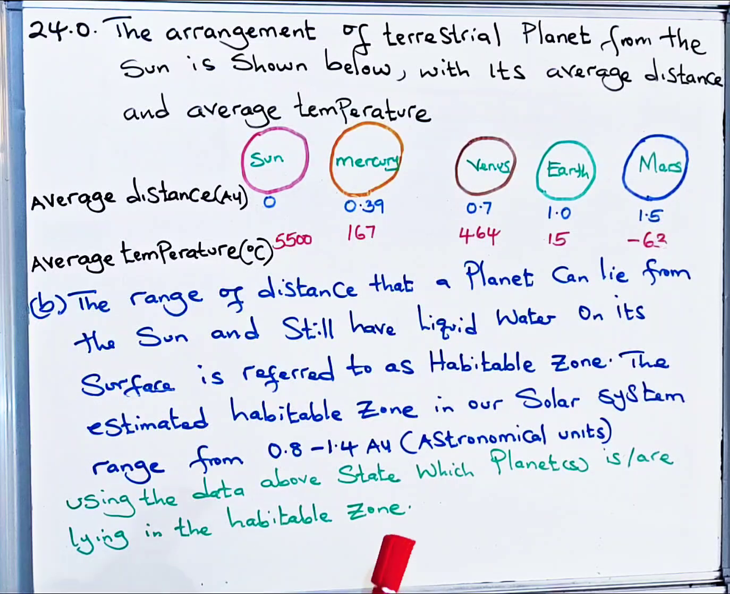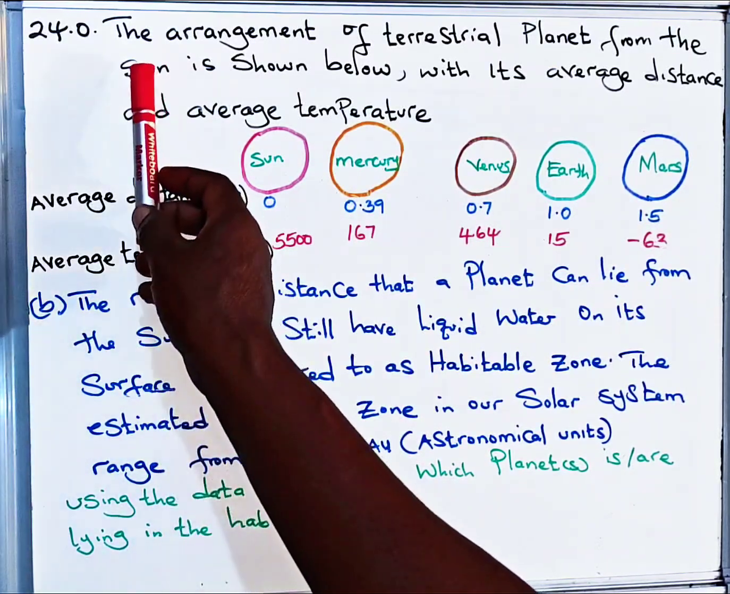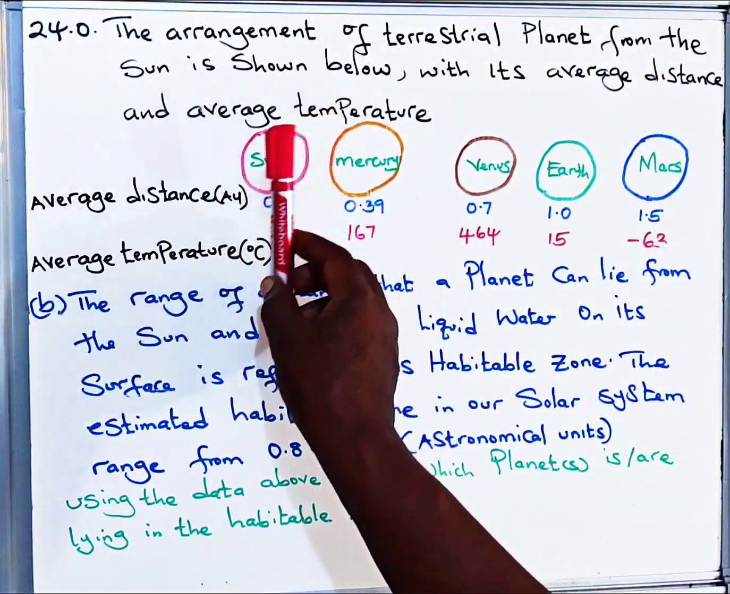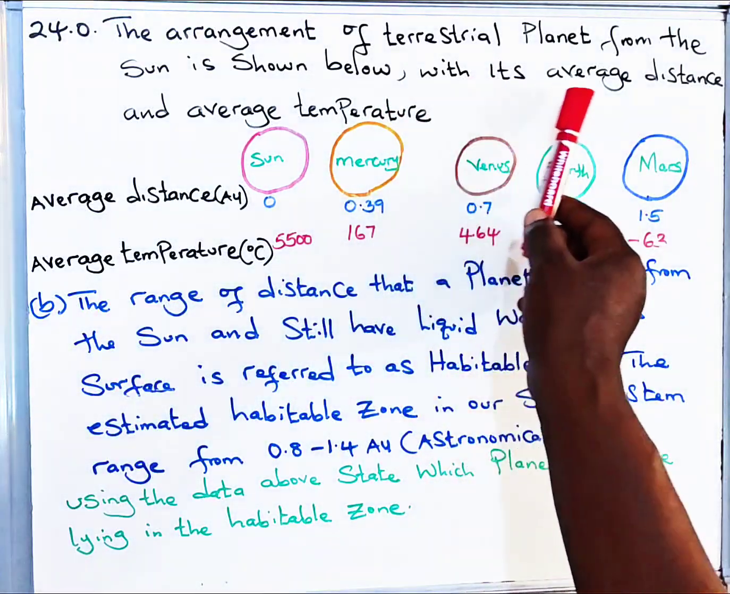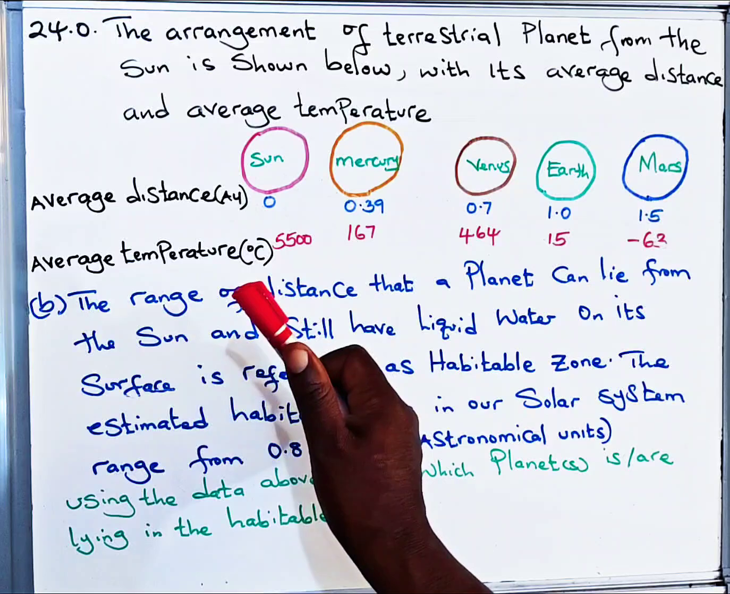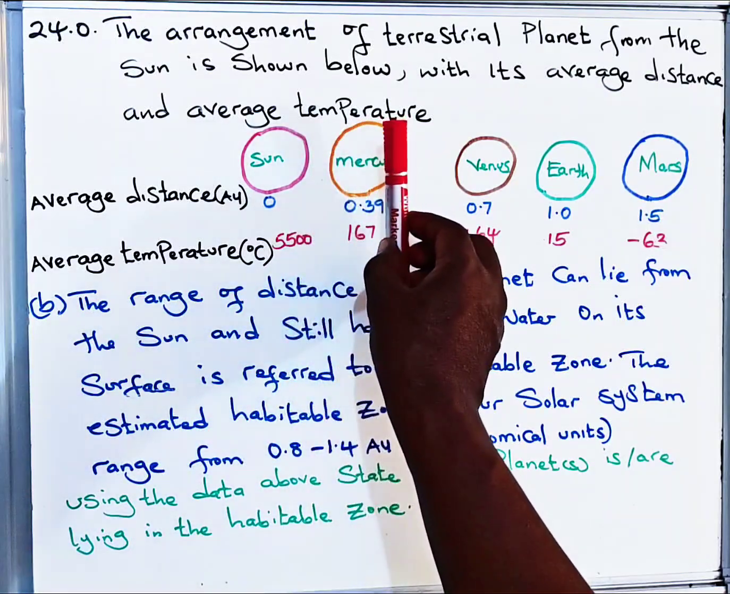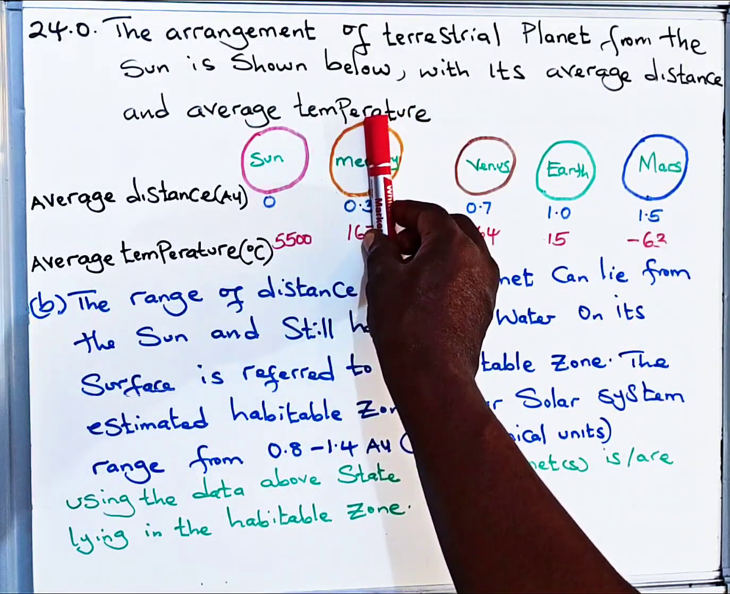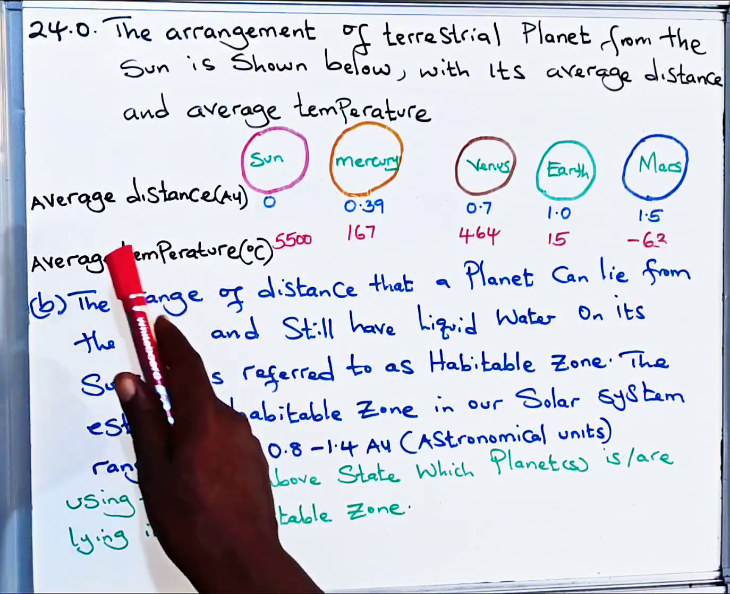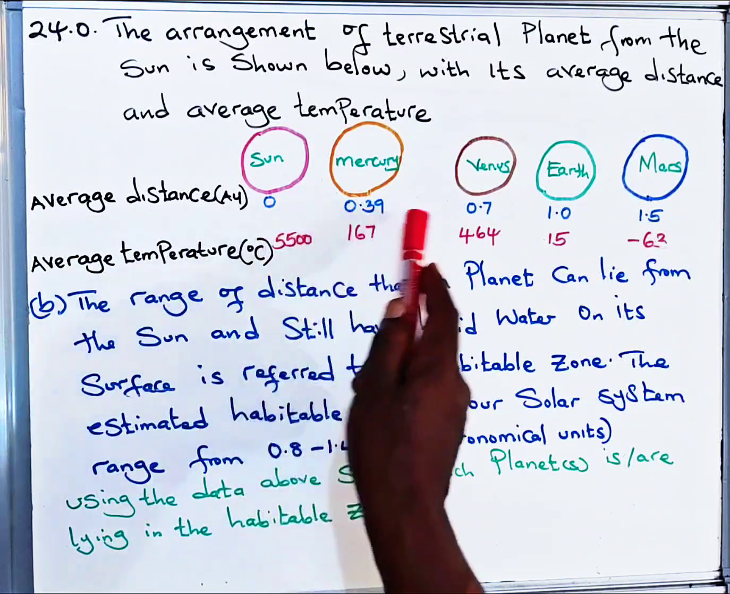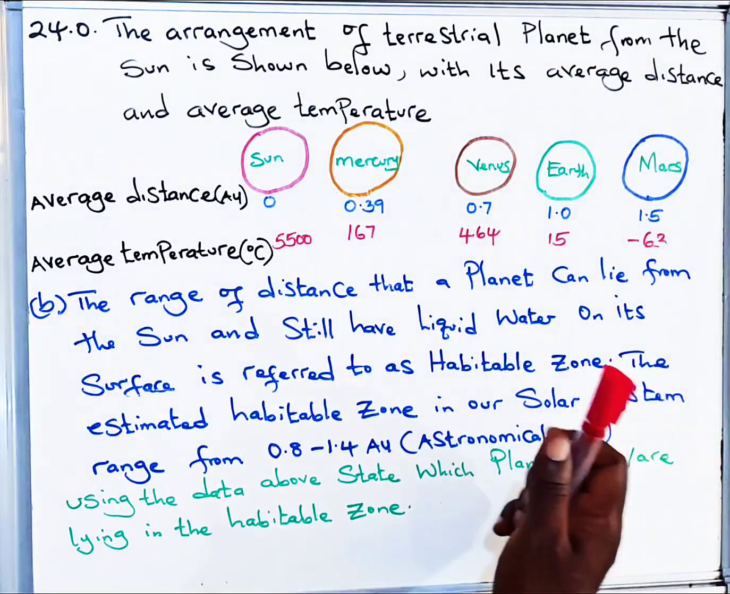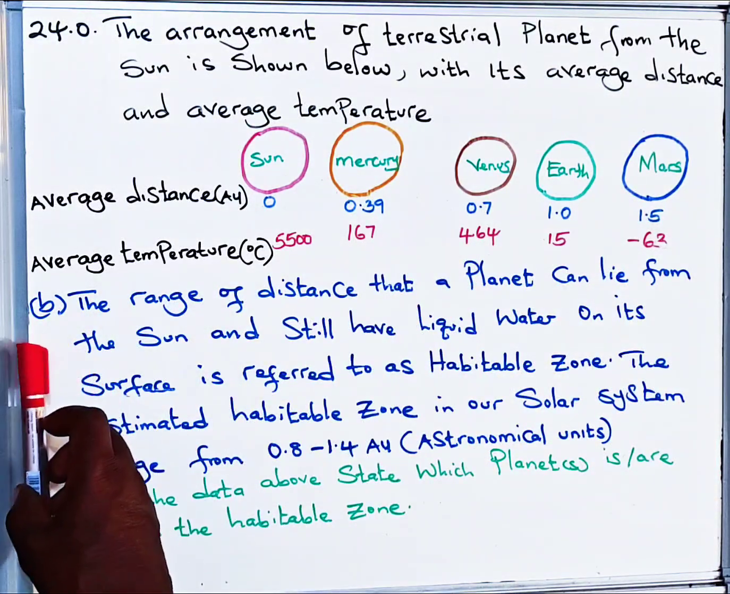Today we are looking at this case. They say that the arrangement of terrestrial planets from the sun is shown below. This is the arrangement with its average distances and average temperatures. From the sun, the next planet is Mercury, and from Mercury, the next one is Venus, and like that. The average distances from the sun are shown here, and average temperatures are given. Then we come to the statement.